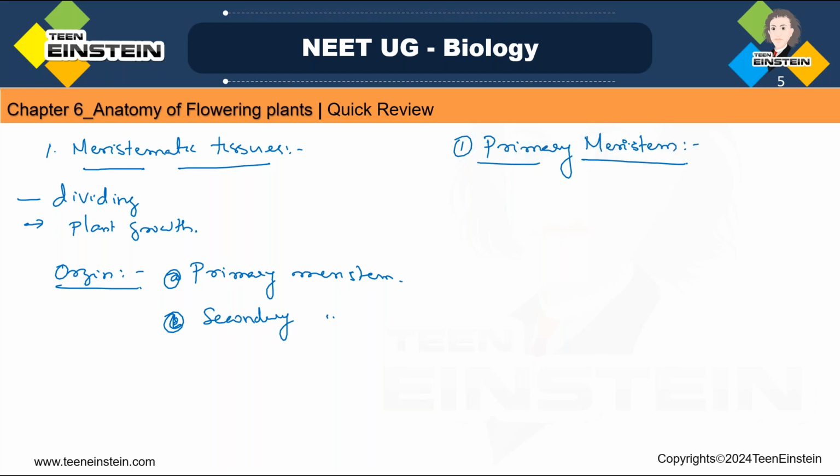Okay, primary meristem. This meristematic tissue, on the basis of origin, is classified into primary meristem and secondary meristem. Okay, so the primary meristem is the first derivative of promeristem, and this forms the fundamental parts of the plant.